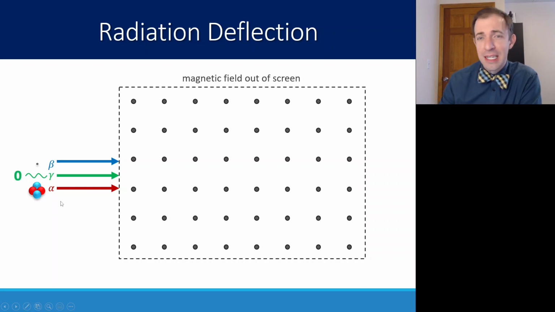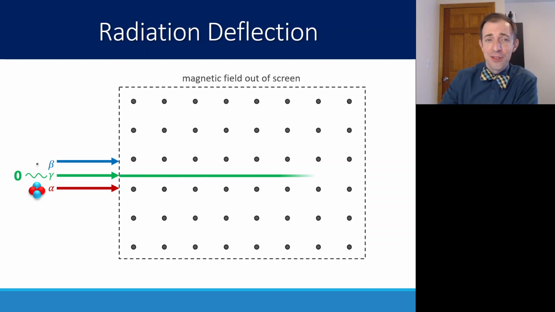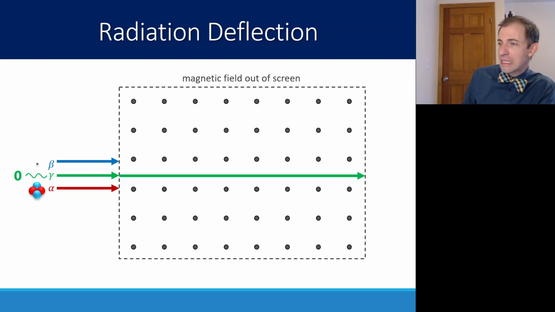Well, gamma radiation has a charge of 0, which means that there is no current that flows because of gamma radiation traveling. Gamma radiation is just going to travel straight through a magnetic field, with no deflection at all, because there is no charge, and because there's no charge, there is no movement of charge or current causing that interaction between the magnetic field and the current.